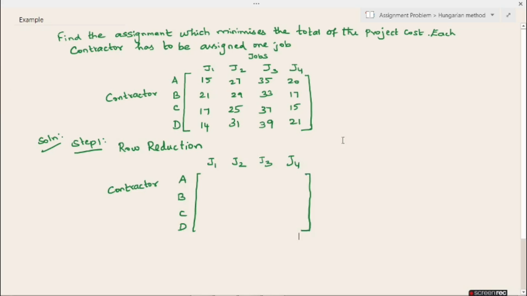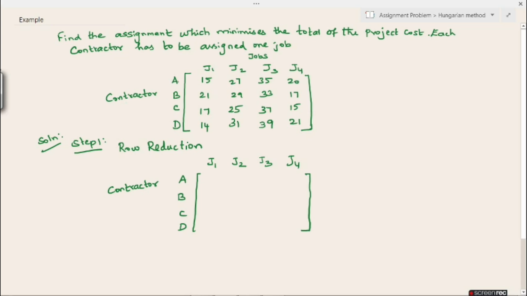In this video, we are going to solve an assignment problem by using the Hungarian method. So here we have an example. Find the assignment which minimizes the total of the project cost. Each contractor has to be assigned one job. And we have a matrix.